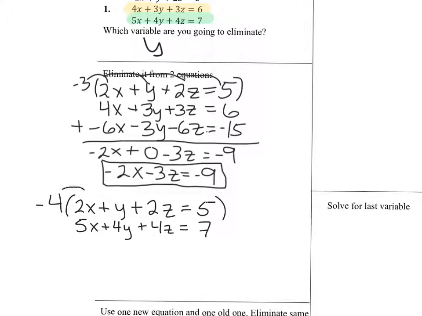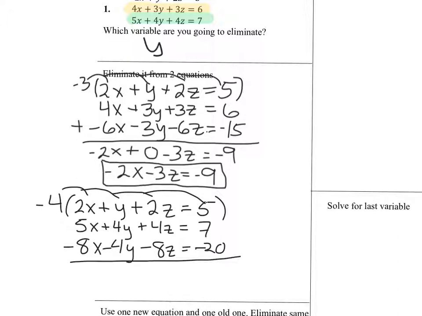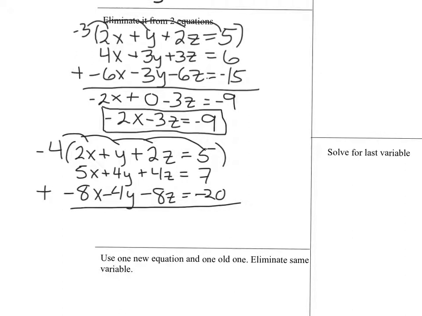So let's go ahead and distribute. Alrighty, so negative 4 times 2 is going to be negative 8x. Negative 4 times y, that's negative 4y. And negative 4 times 2 is negative 8z. And then negative 4 times 5 is negative 20. Now, we've accomplished our goal. We got the same number but different signs, and so we can now add them together because that's going to eliminate the y.